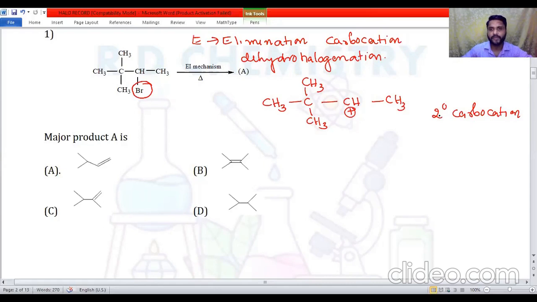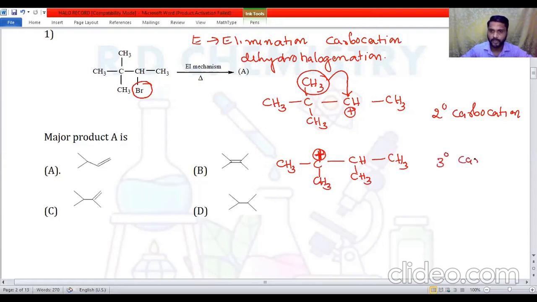Check whether we can have the tertiary carbocation. We can have tertiary carbocation provided this methyl group is going to the carbocation here. That means we cannot have now CH3, CH3. This carbon is positively charged. Then CH3 has gone here. Then CH3. Now this carbon atom is attached to three more carbon atoms. This is a tertiary carbocation.